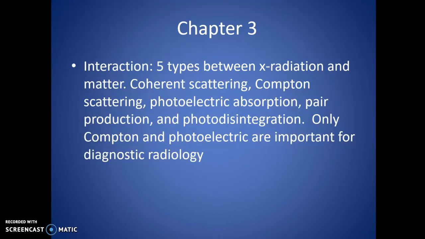So we have basically 5 types of interactions. We have coherent scattering, Compton, photoelectric absorption, pair production, and photodisintegration. Only Compton and photoelectric are important for diagnostic radiology. Generally, coherent is on the low end and doesn't have enough energy to move electrons out of their orbit. Pair production and photodisintegration get more into therapy. Those are higher than the diagnostic levels, so we're looking into killing cells generally with those two.